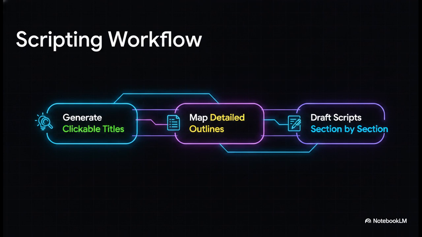Then, finally, you draft the full 1,500-word script, but you do it section by section. By breaking it down this way, you stay entirely in the driver's seat while the AI does the heavy lifting of turning those bullet points into compelling paragraphs. You can literally go from a vague concept to a finished script in under an hour.